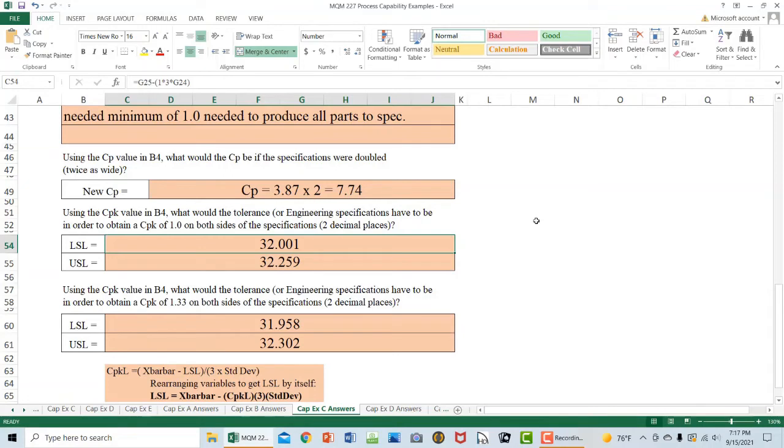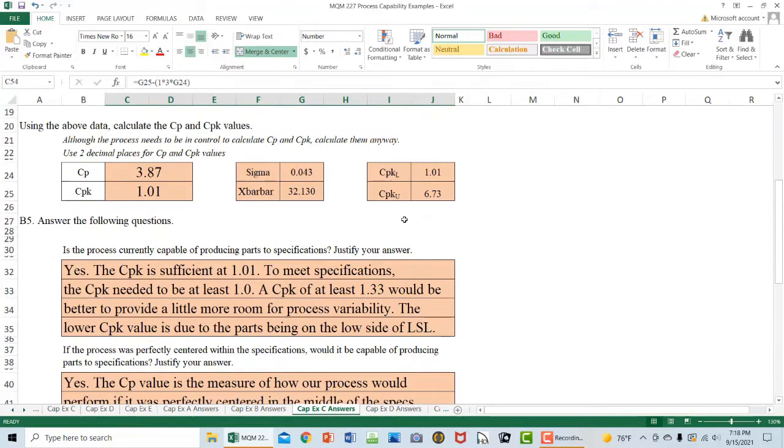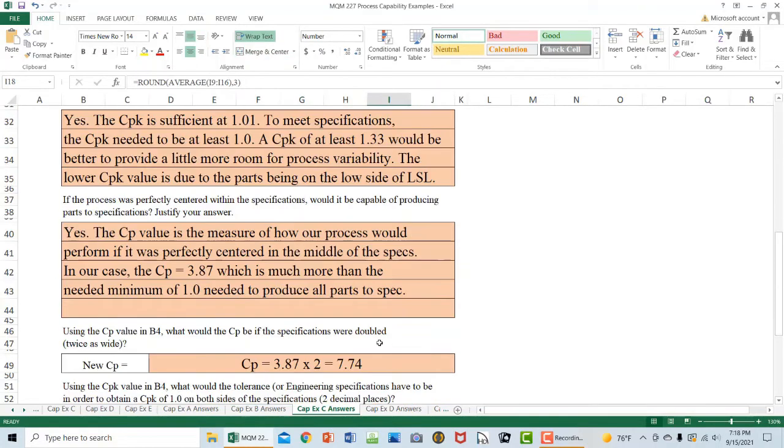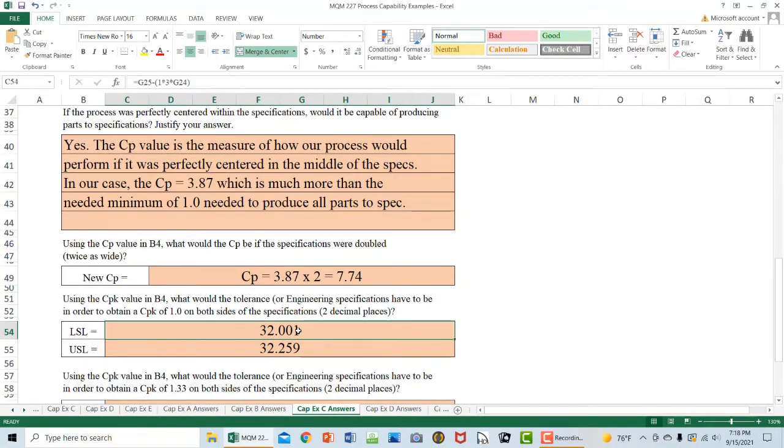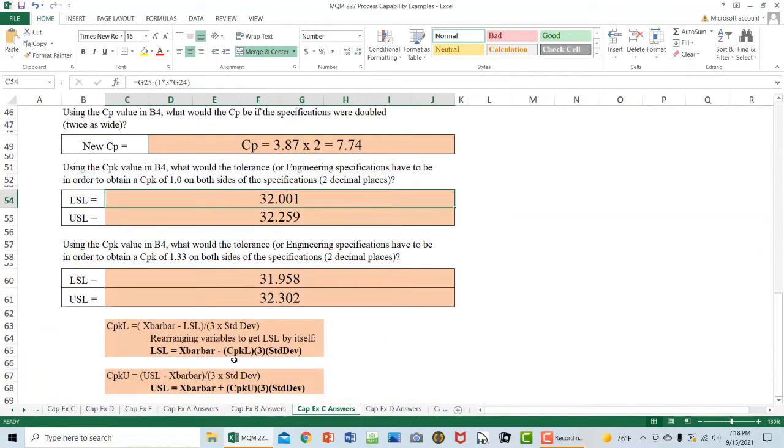It says, well, what happens if I'm trying to get a CPK of exactly 1? What would my specifications need to be? Now, we don't usually change specifications necessarily to do this, but sometimes the engineers allow us. So we end up using this formula. We say X bar bar, which is 32.13. It's going to be X bar bar minus 1, because that's our target, 1 times 3 times our standard deviation, and it gives us this number.